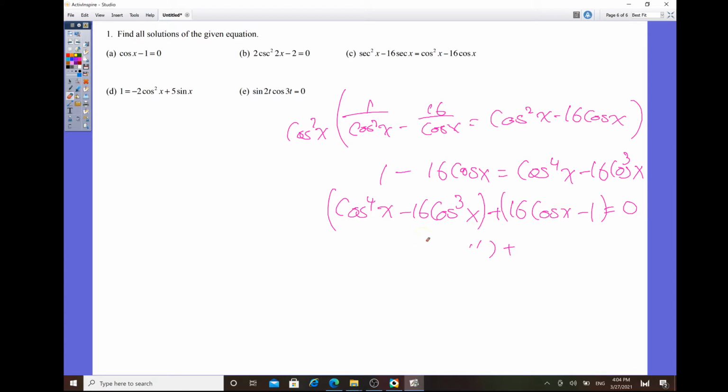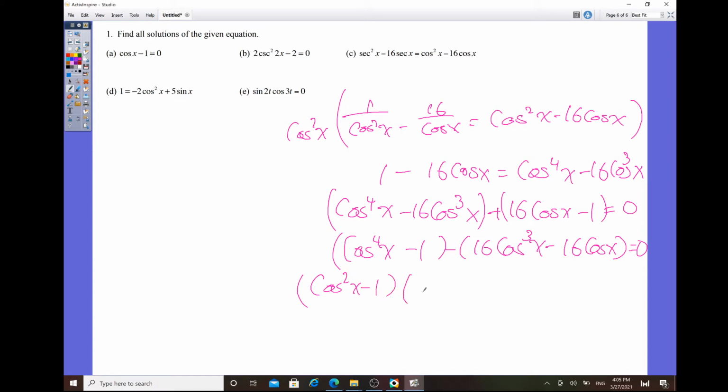So like cosine of x to the power of 4 minus 1. And then this one here, take out the negative. So 16 cosine cube of x minus 16 cosine of x equals 0. And then what we can do, we can factor out. So this one is the difference of 2 squares. So cosine square of x minus 1, cosine square of x plus 1.